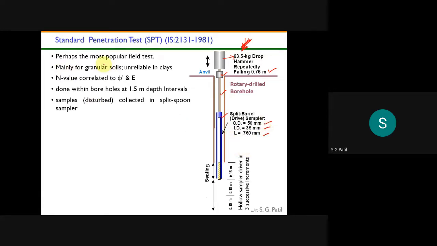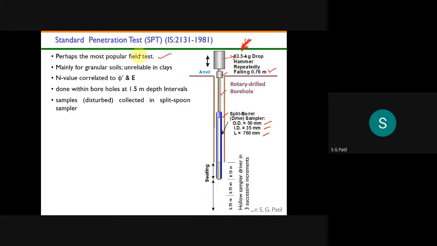Perhaps it is the most popular field test. It is very widely used, irrespective of the project. It is a very common test performed while doing your soil exploration. That is your standard penetration test. If you refer to IS 2131, it talks about all the procedure.